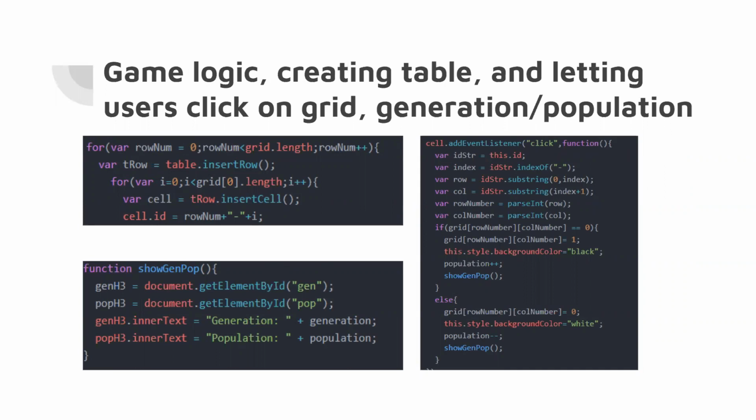So this shows how the grid itself was created. It lets the user click on the grid and shows how the generation of population is displayed. Based on the user's input for the grid size, I created a table and inserted a cell and gave each cell an event listener. This event listener would essentially update the large grid. I had a global 2D array, and wherever the user would click on the grid, I would update that array to have a 1 in that spot. The show generation population function simply gets those 2 tags from the HTML page and updates them with the new values.